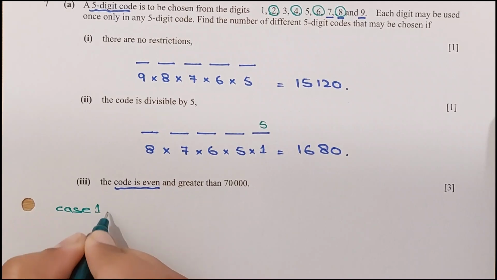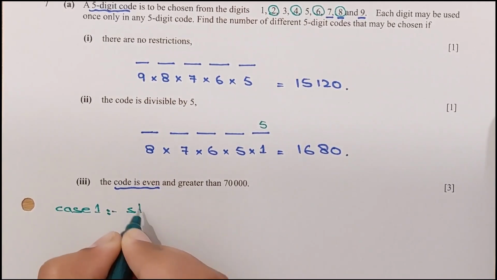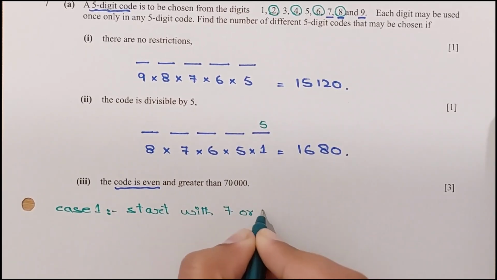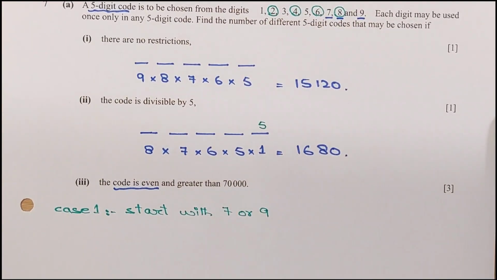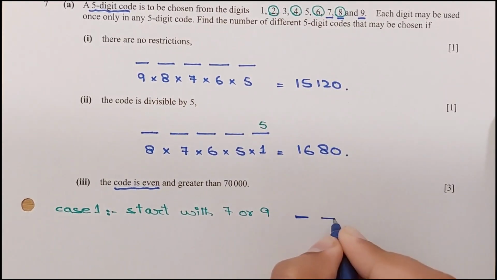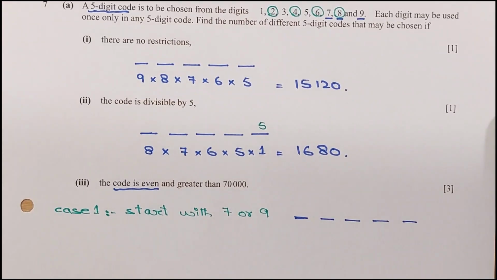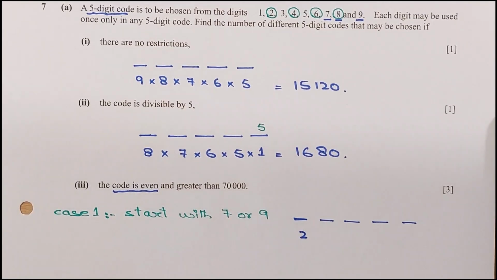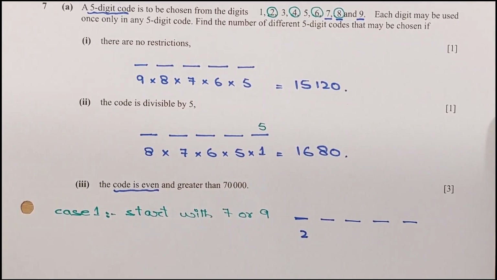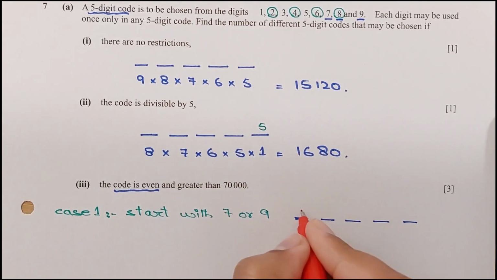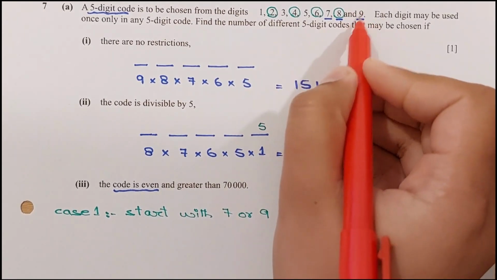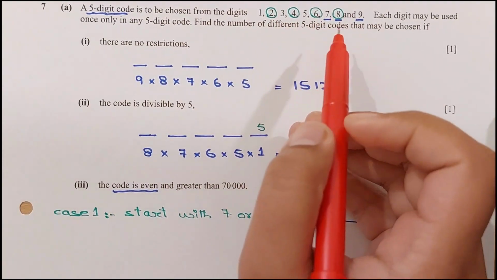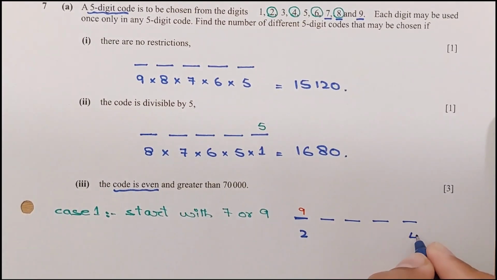For case 1, we start with 7 or 9. Again, a 5-digit code from 1, 2, 3, 4, 5. So we can start with a 7 or a 9, which gives two options. If I fix the first digit as 9, I use the 9, and the code must be even. So the even digits are 2, 4, 6, 8. So 4 digits are even, and we have 4 options for the last digit.